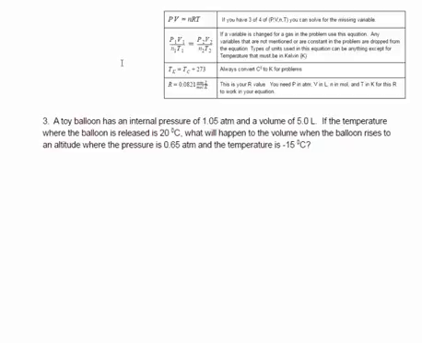Okay, this is Gas Laws Review Worksheet number 3. What we have here is a toy balloon that has an internal pressure of 1.05 atmospheres and a volume of 5 liters. If the temperature where the balloon is released is 20 degrees Celsius, what will happen to the volume when the balloon rises to an altitude where the pressure is 0.65 atmospheres and the temperature is negative 15 degrees Celsius?